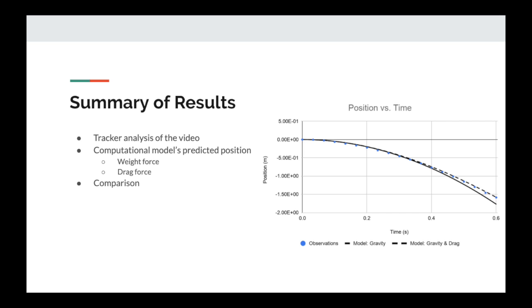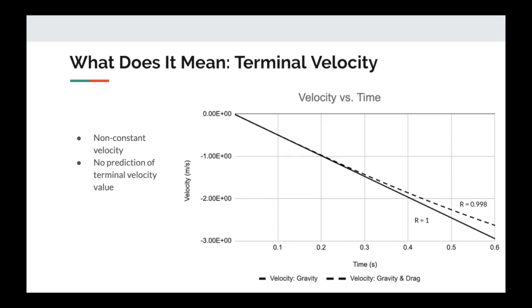The graph here shows that the ball does not fall as far as the gravity-only model predicts. However, when corrected with the drag force, the observed and modeled final position are the same, with very little deviation over the entirety of the time.